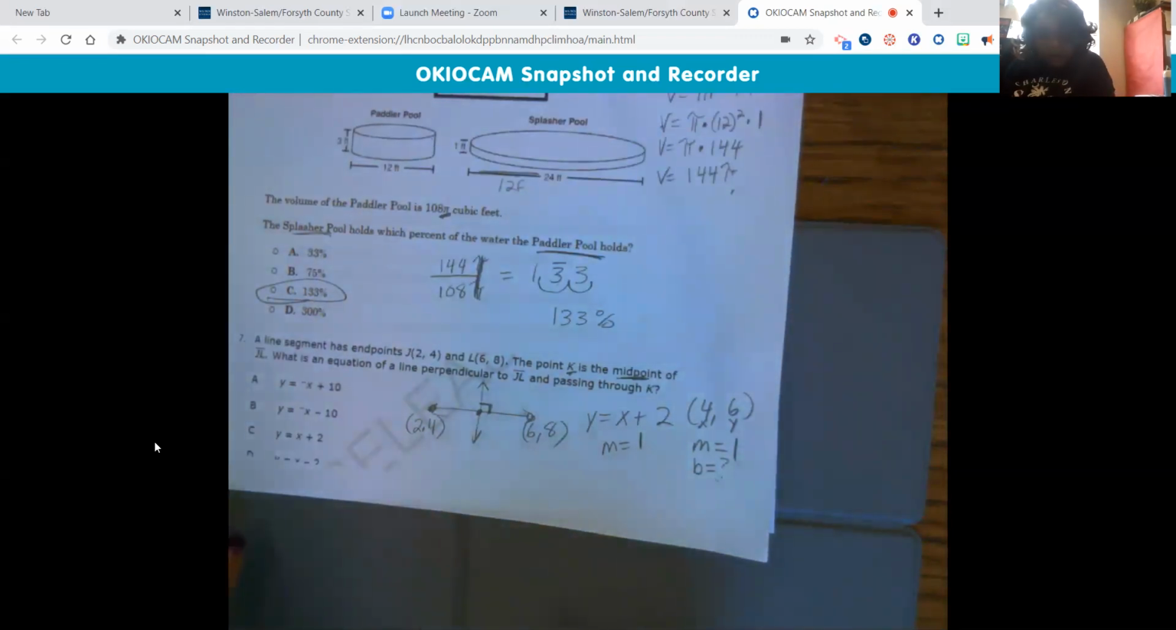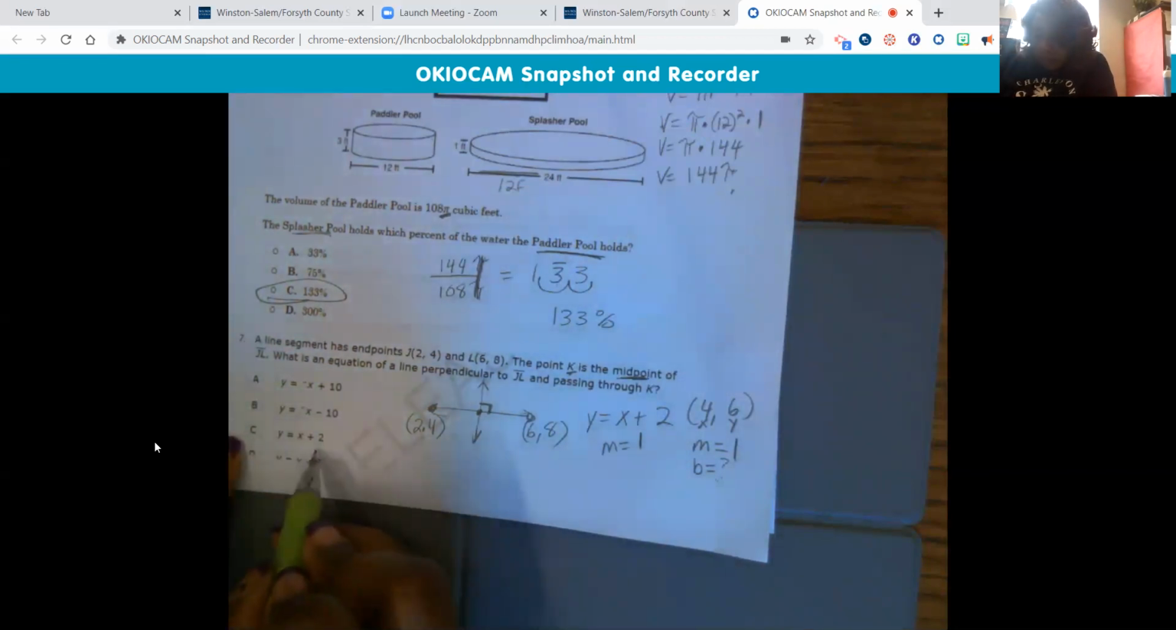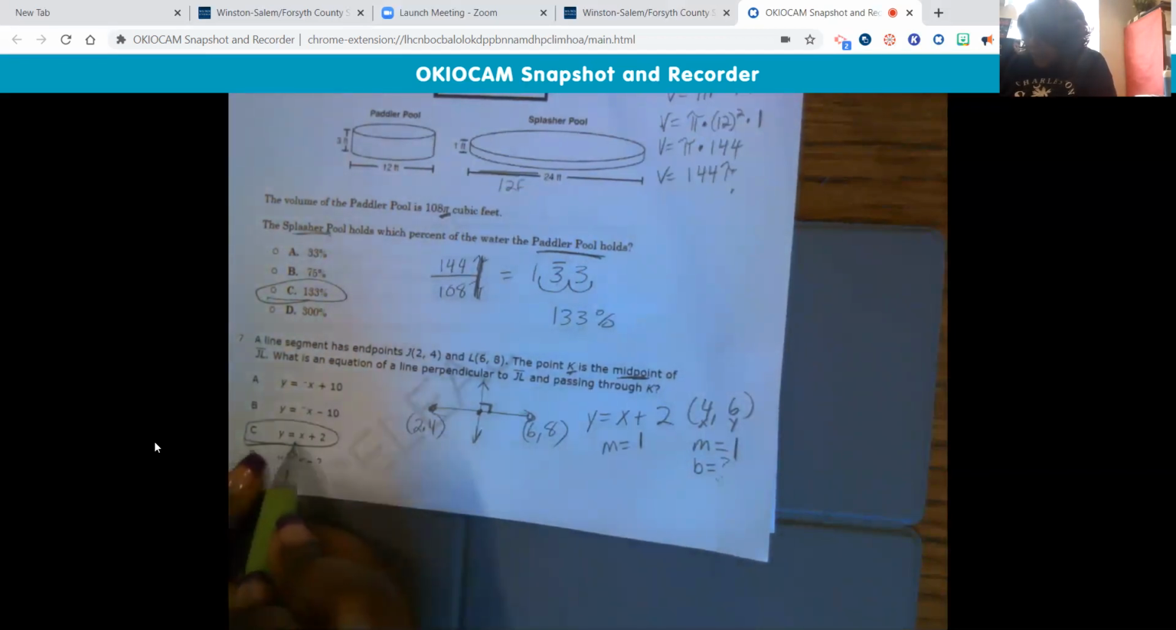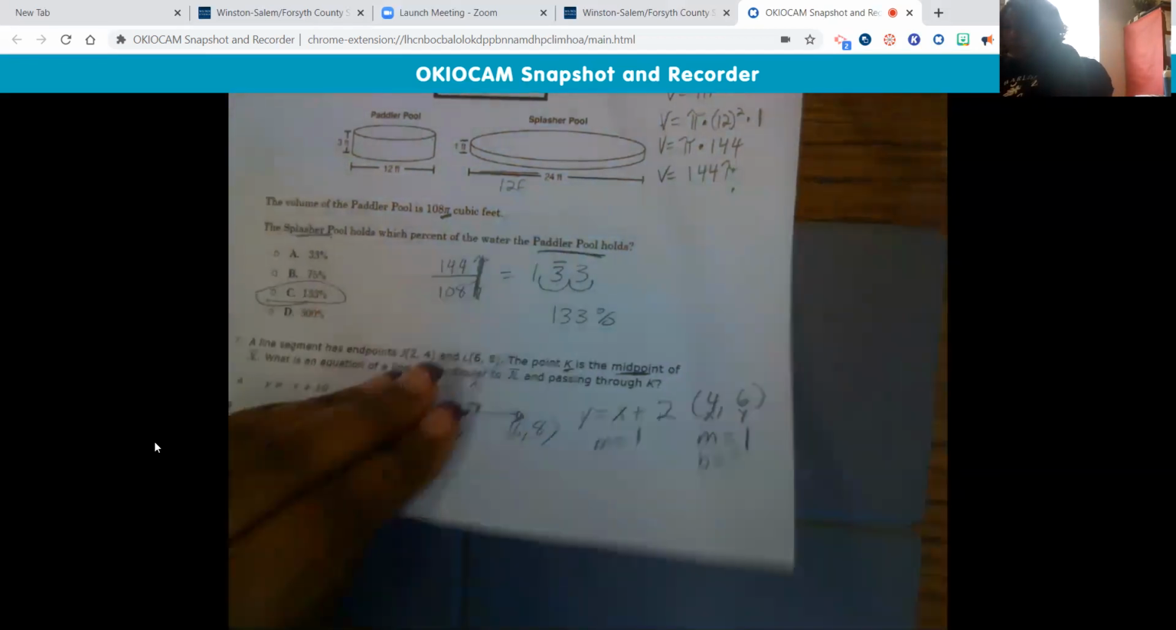So really, it kind of got cut off, didn't it? But here is the answer. This one got cut off, but that's not the answer anyway. C is your answer there. Okay, C is your answer.